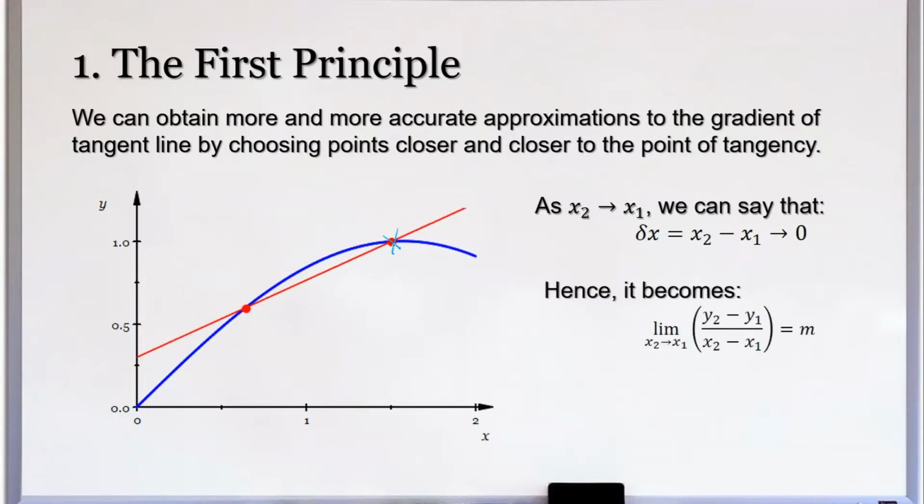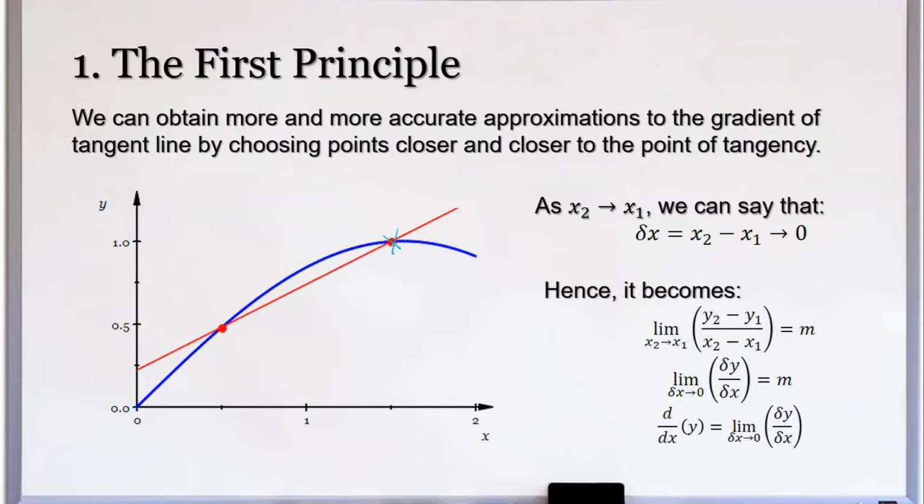Hence, it will become the limit of x2 approaching x1 of the gradient (y2 minus y1) over (x2 minus x1) will equal m. And we can write limit of delta x approaching 0 of delta y, which is a change in y, over delta x, which is a change in x, equal to m. Thus, d/dx of y will be equal to the limit of delta x approaching 0 of delta y over delta x. This is the first principle of differentiation.